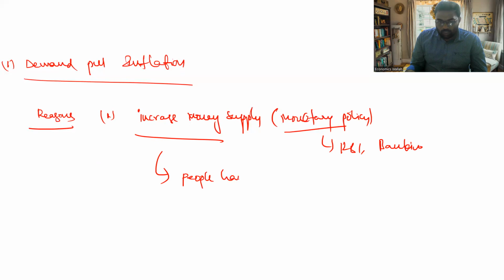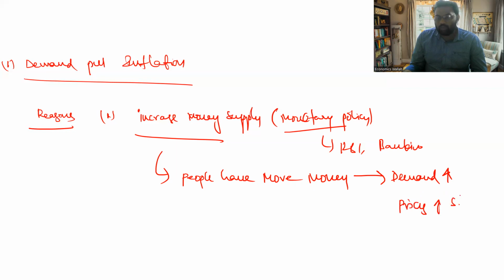People have more money. So obviously they will demand the products. Demand will increase. When there is demand in the market, if the supply is very less, then obviously prices will shoot up. So this is the increase in money supply.